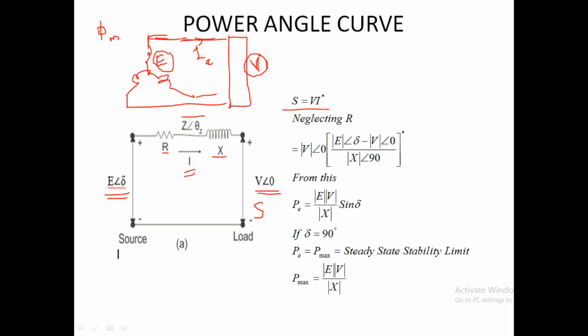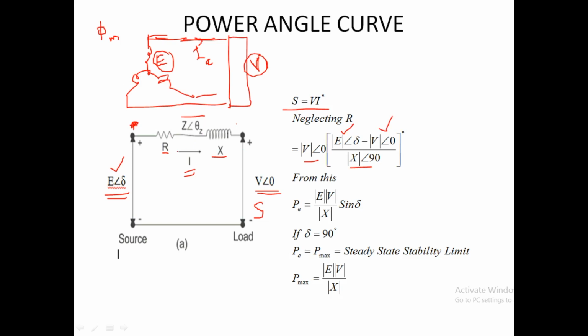How will we find it? Usually S equals V into I conjugate. V in its polar form is mod V angle 0. And how can we write I? I is the current flowing from this side to this side. E is at a higher potential, since it is a generator, E will be more. So this current will be the difference of these two voltages divided by the total impedance, E angle delta minus V angle 0, divided by the impedance.